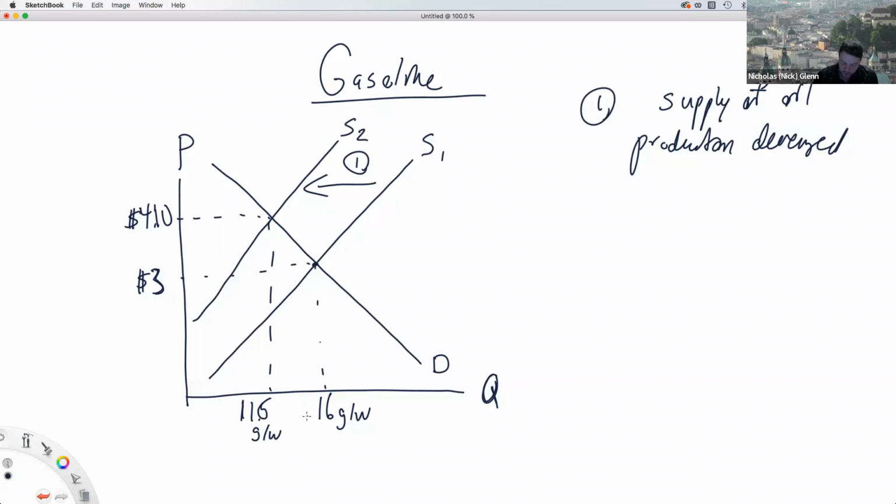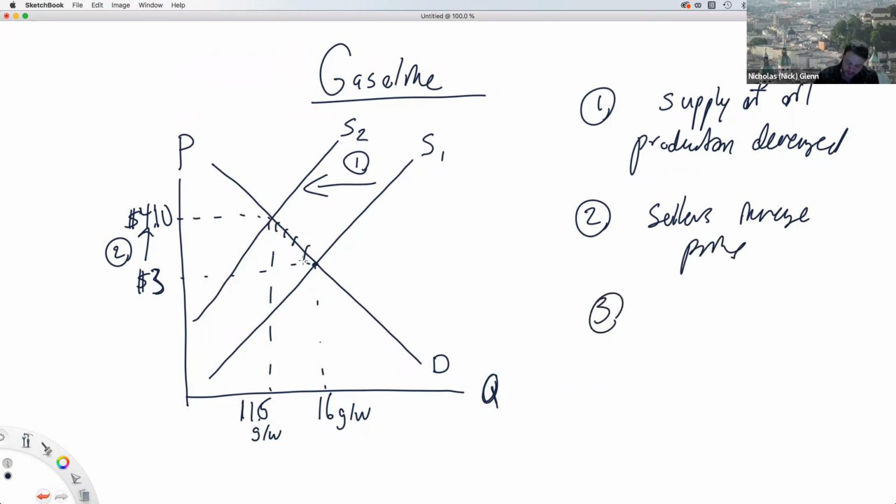So what happened? You have this decrease in supply. Whoever's selling gasoline has less of it now. It's still selling out really fast, so let's increase the price. When sellers increase the price, that caused a movement up the demand curve and led to a decrease in quantity demanded, and the new equilibrium was at 11.5 a week.